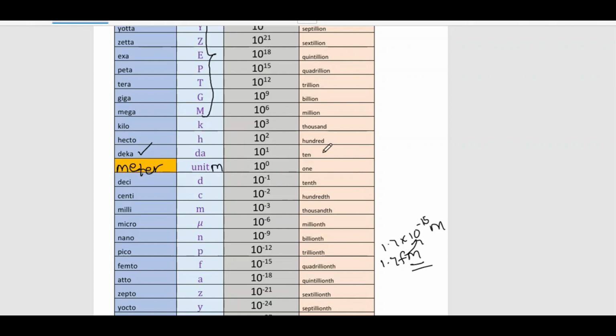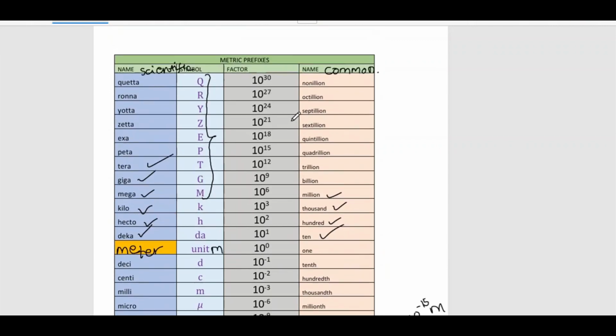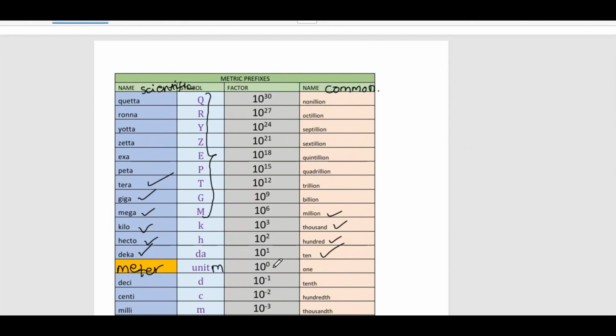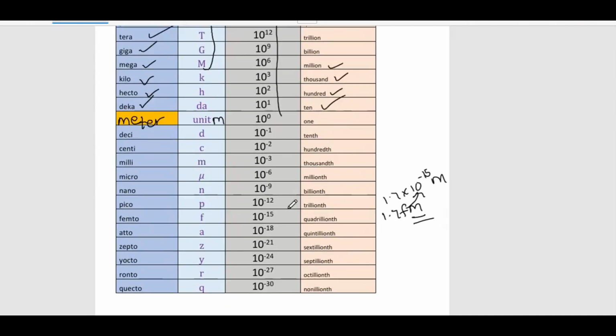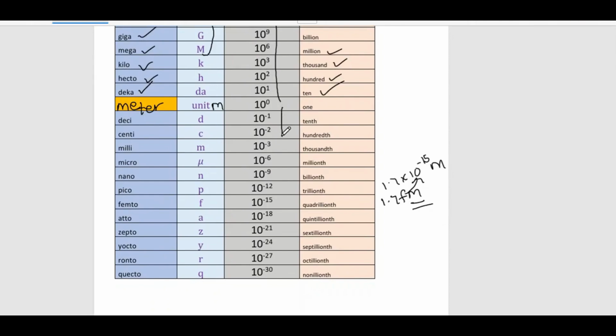Now, 10 power 1 is just 10. This is the common name, 100, 1,000, a million. But now the scientific name is deca, hecto, kilo, mega, giga, tera, and so on. Now, you need to familiarize yourself with this. We have 10 to power 0 all the way to 10 power 30. And on the other side, we have 10 to power 0 all the way to negative 30.